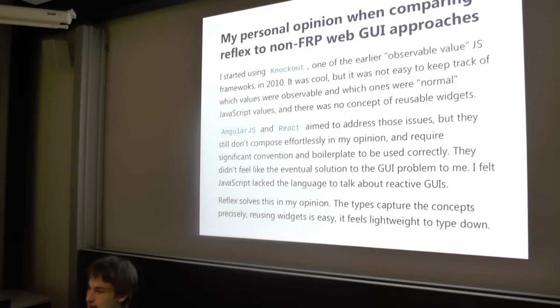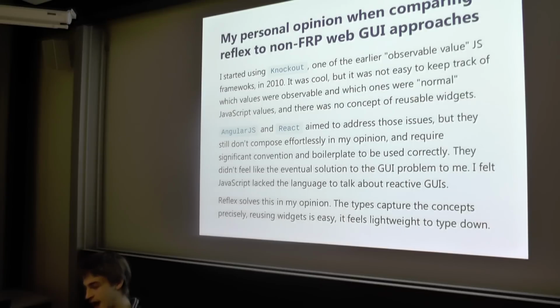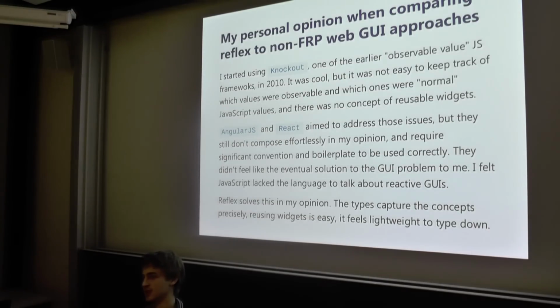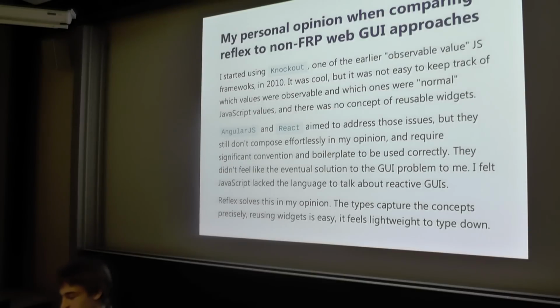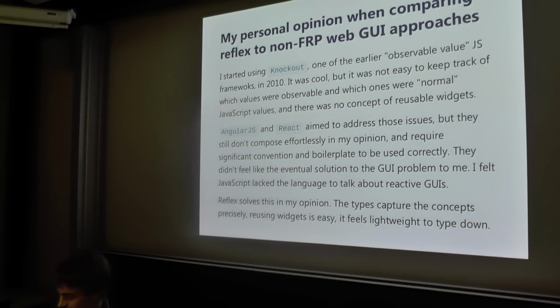So I found that this doesn't really feel like the ultimate solution of how we should write our GUI applications. I think that Reflex does this pretty well. Here I have some very basic building block concepts, and I can understand them, and then I can build everything, and they compose nicely, and they have types which express exactly what these things are. And it's just really fun writing. It goes down in a very lightweight fashion. So I think that's really neat, and I like writing things in Reflex.